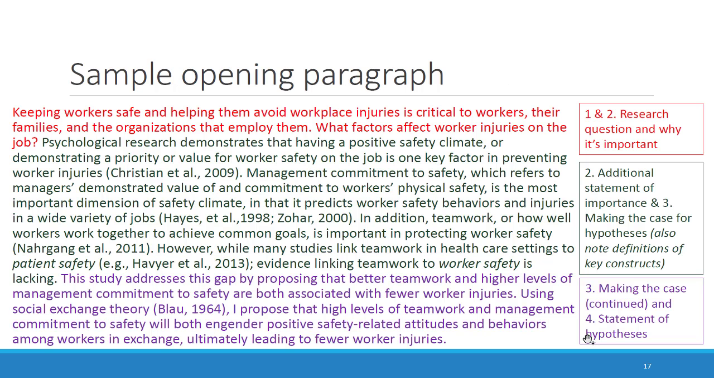Again, we went over this last time, but this is just a review to help you springboard into writing your opening paragraphs. In the red on top, number 1 and 2, these are the research question and why it's important. The green text below that is an example of an additional statement of importance in making the case for the hypotheses, along with definitions of the key constructs. The purple text near the bottom is making the case continued and the statement of my hypotheses in sentence form.